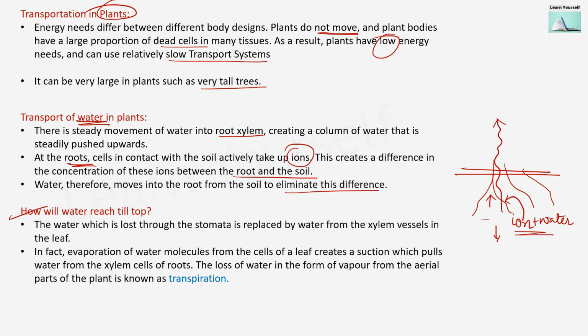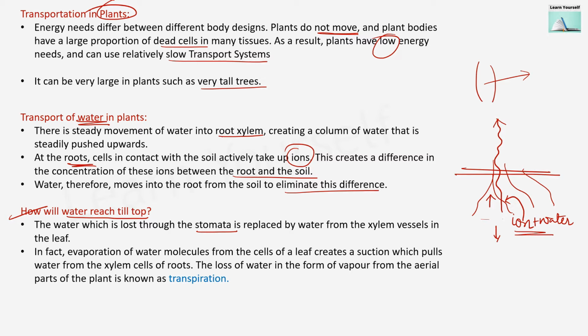Now the third point: how will water reach the top? This ion difference will help water to go into the roots. Now how will it reach the top? The water which is lost through the stomata is replaced by water from the xylem vessel into the leaf. Now when the stomata pore opens, it will also transpire some of the water into the environment. So now leaves have less water compared to the earlier situation.